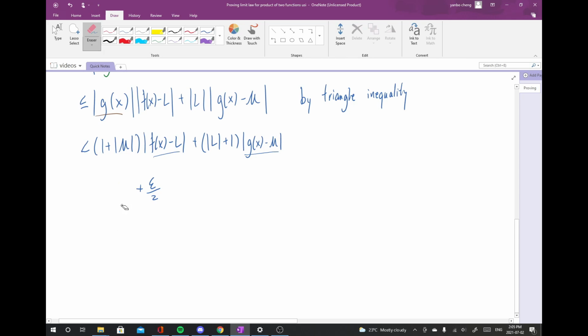So we can choose this to be epsilon over 2 times 1 plus absolute value of m, and this to be epsilon over 2 times 1 plus absolute value of L. And if that were to be true, we can cancel this with that, and we get epsilon over 2 plus epsilon over 2, which is epsilon.